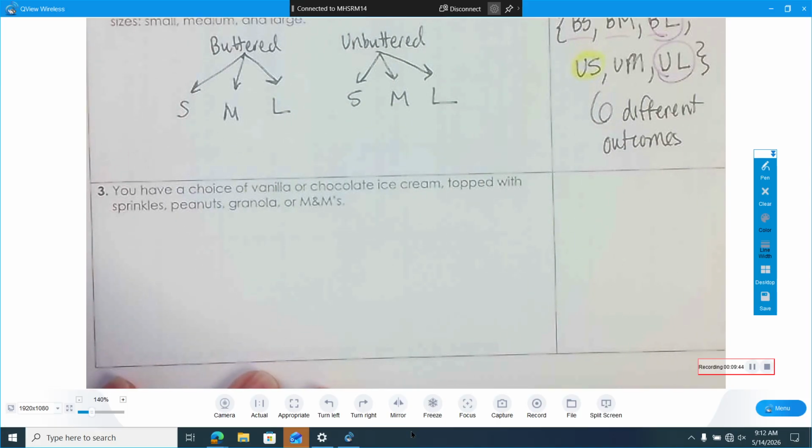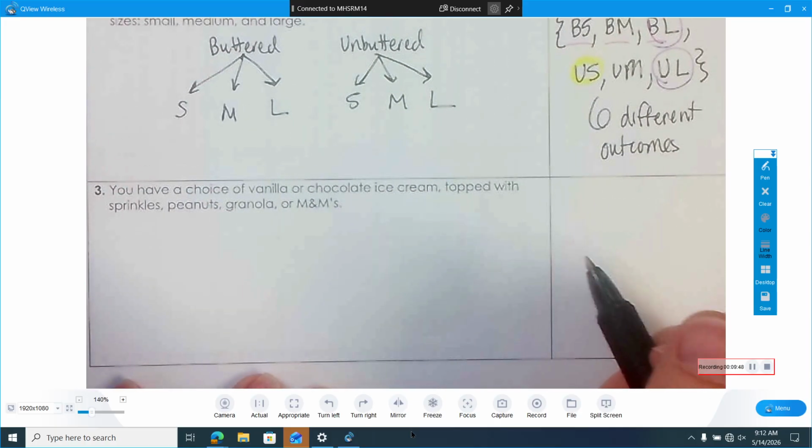Oh, Jace raised his hand. I would too, Jace. I eat granola every morning on top of my yogurt and blueberries.